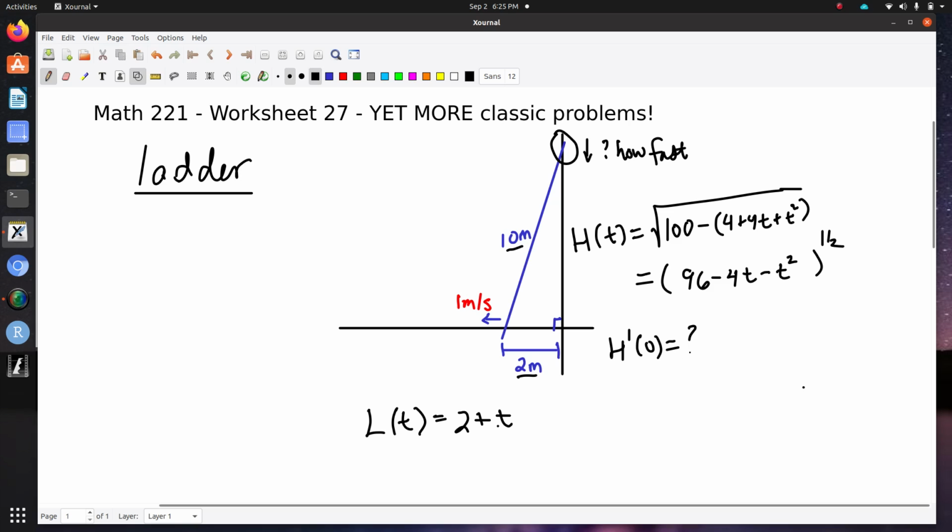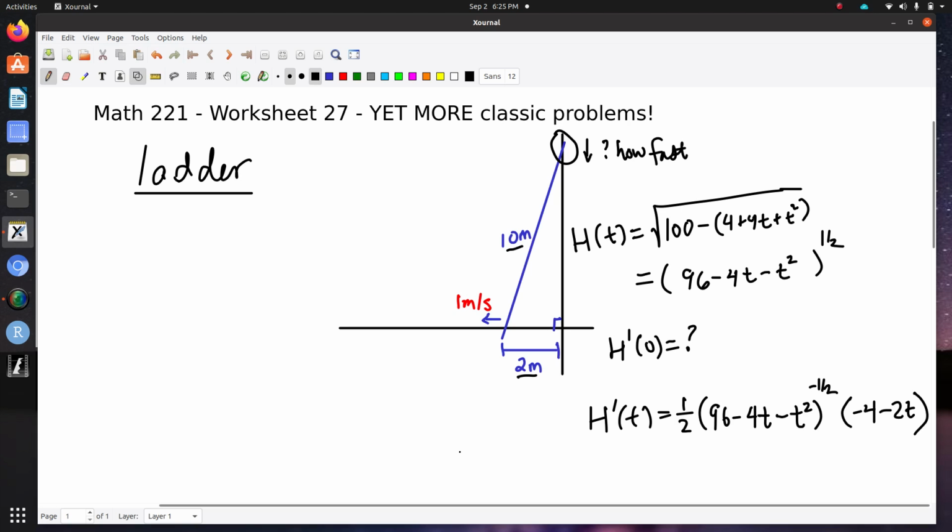Okay, so we want to take this derivative. So derivative of h with respect to t is going to be 1/2 times the junk inside to the power of -1/2, and then times the derivative of all the stuff inside here. Okay, there's a lot of minuses in there. That's because, well, the height is dropping, so we expect the derivative to be negative. And I'm just trying to clear off to make more space here.